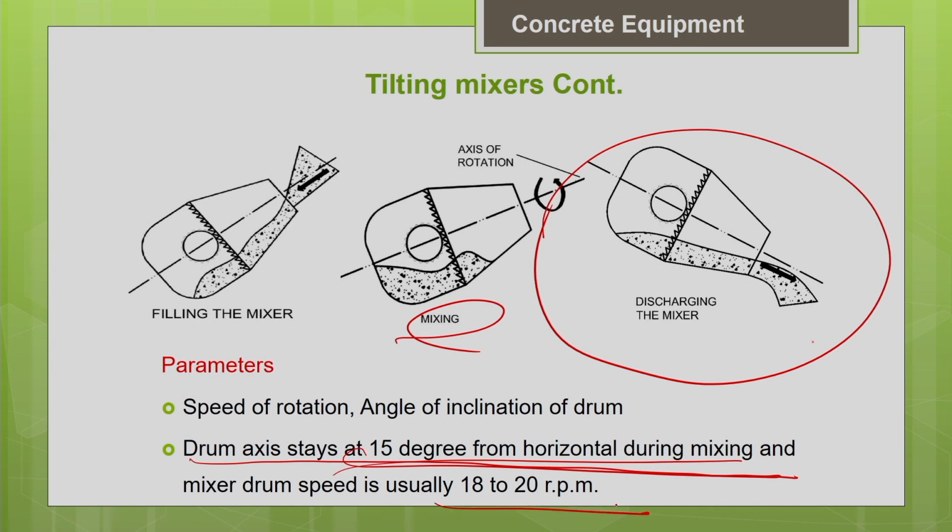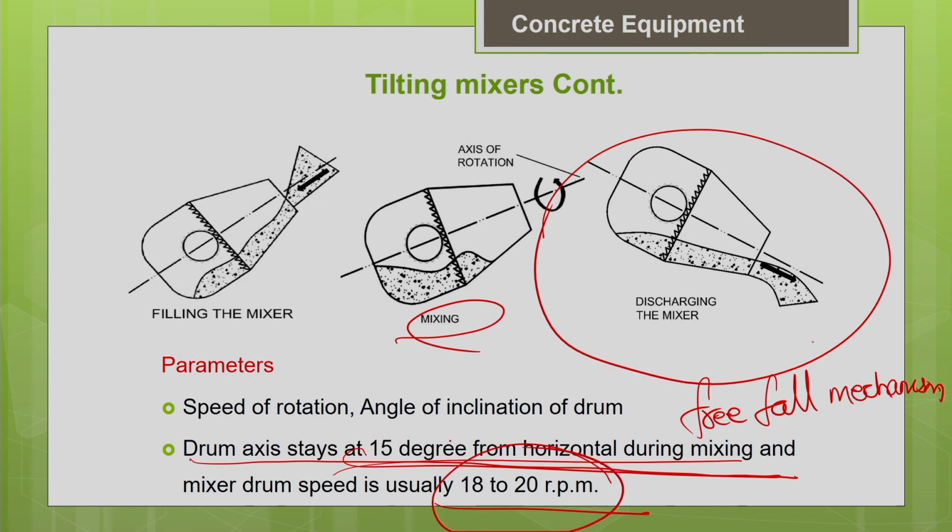As I told you, these drum mixers are based on free fall mechanism. So to enable the free fall mechanism, you should not rotate it at a very high speed. If you rotate it at a high speed, you won't be able to get the free fall mechanism. And if you rotate at a slow speed, your productivity will be less, and you won't get a homogeneous mix. So we should follow the speed prescribed by the manufacturer.